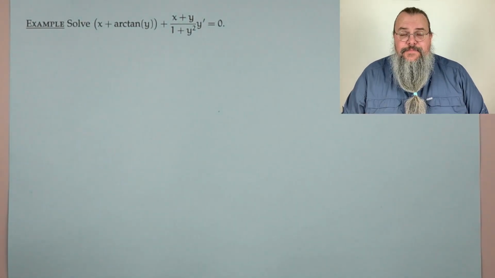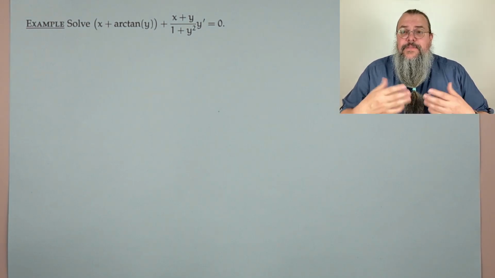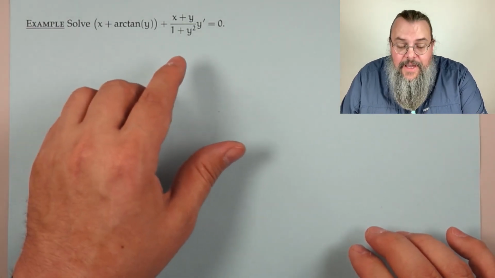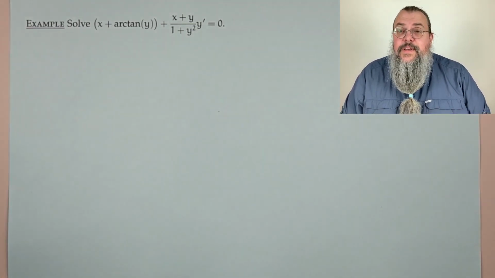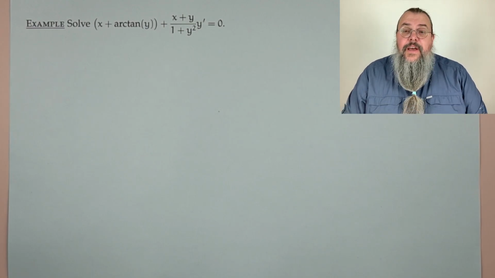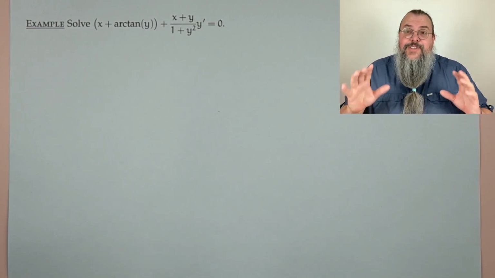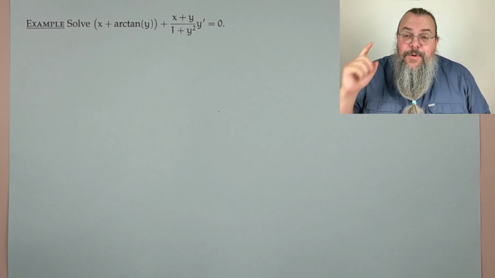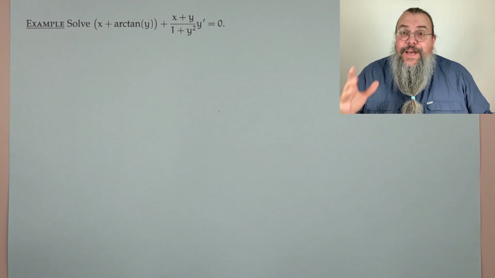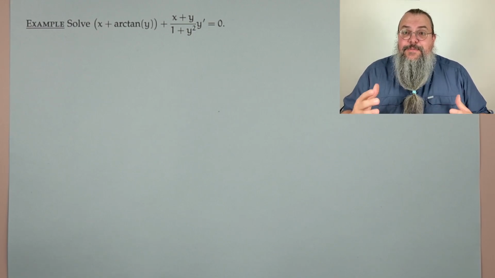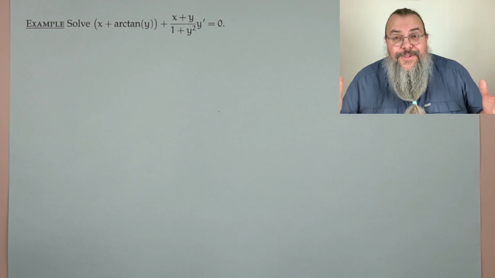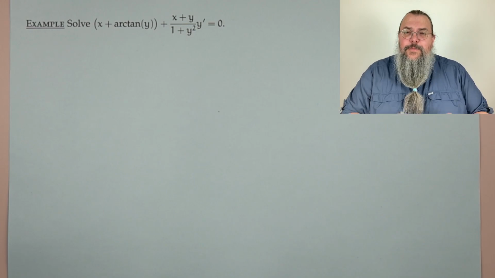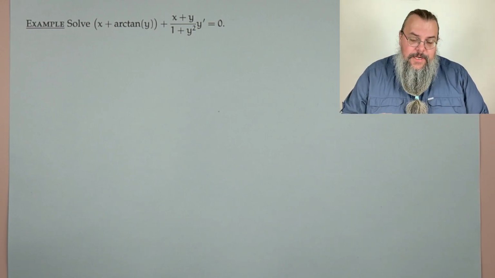So here's an example. We're asked to solve the following differential equation. x plus arctangent of y plus x plus y over 1 plus y squared y prime equals 0. Now, if you're like, whoa, that looks terrible, then yeah, sometimes they do. But remember, when things look bad, we have exact differential equations as an option. We just talked about exact differential equations, but we're not always going to be told that, right? We have to learn to recognize what's going on.